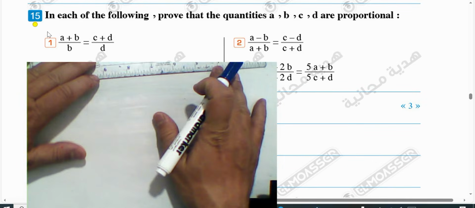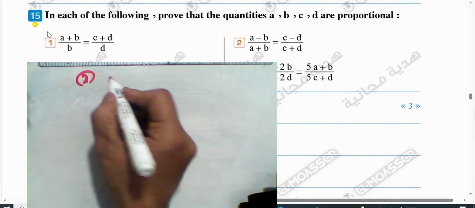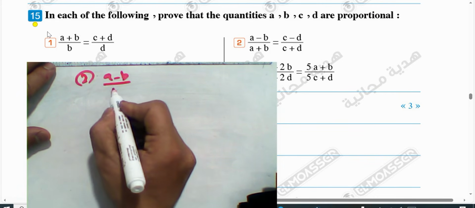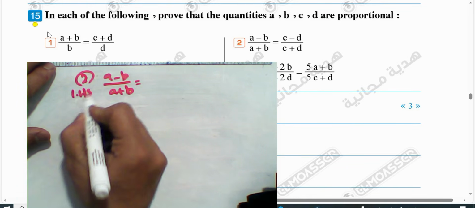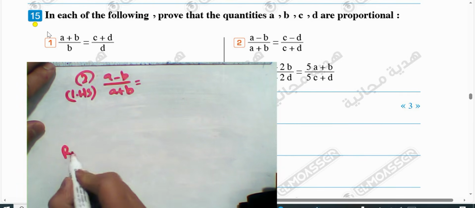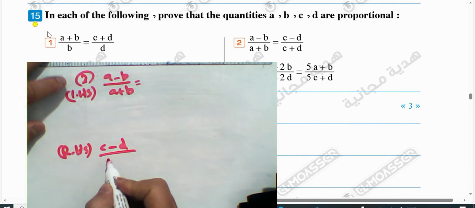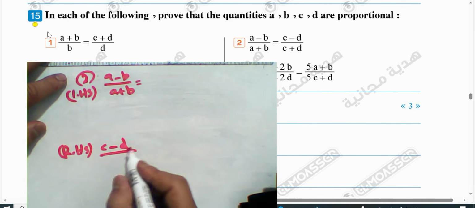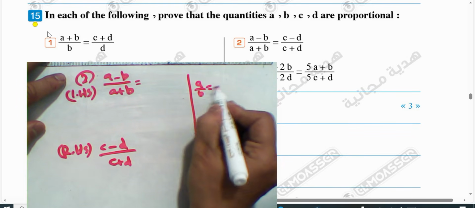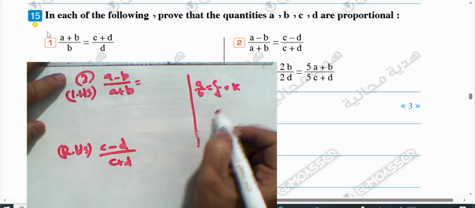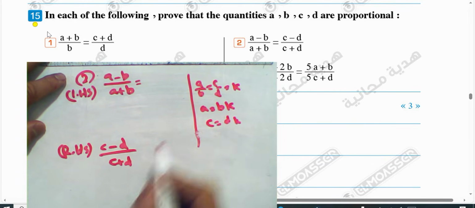Number 2, we want to prove that left hand side equals right hand side. We have a minus b over a plus b. This is the left hand side, and the right hand side is c minus d over c plus d. This is question number 2. We know a over b equals c over d equals k, k not equal to 0, the value of a equals bk and c equals d times k.